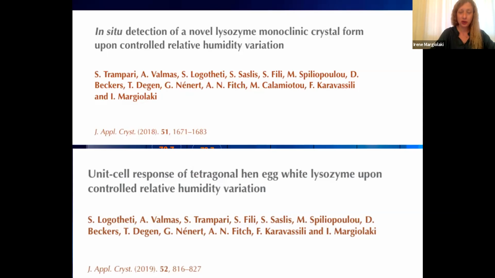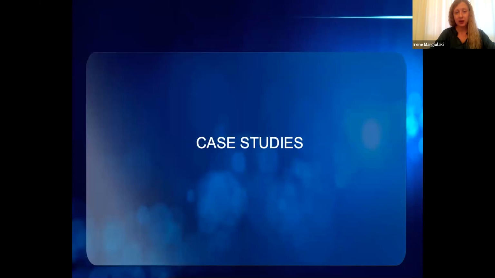These were the first two experiments on lysozyme. One paper describes this new monoclinic crystal form, which was later solved via electron diffraction. And the second paper describes our observations on tetragonal lysozyme. I note here that lysozyme is probably the silicon of protein crystallography, but even such a well-studied protein can really give surprises, simply because proteins are very flexible.